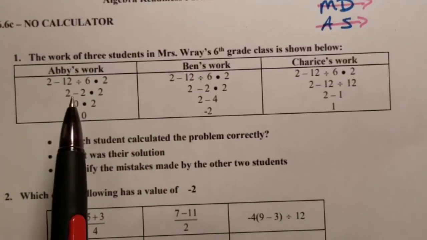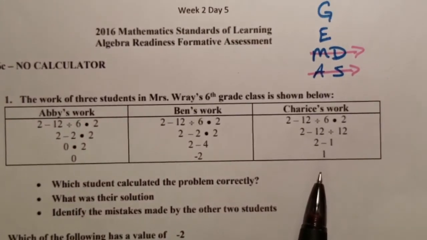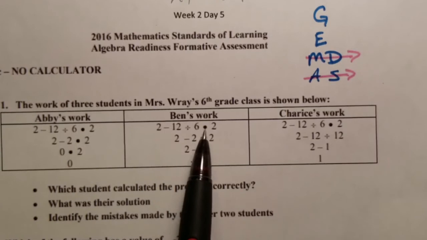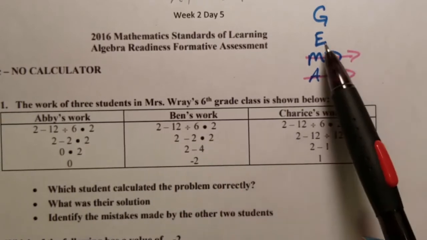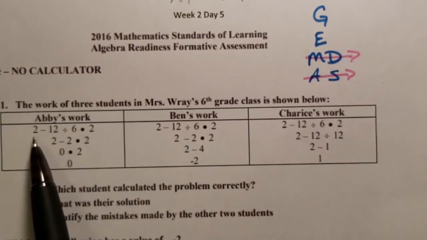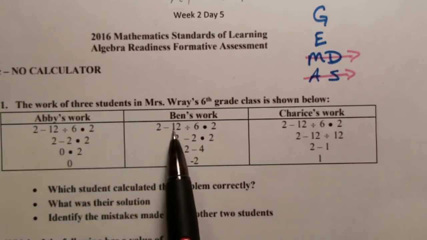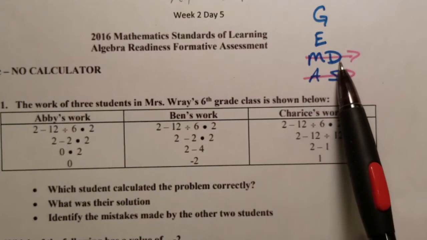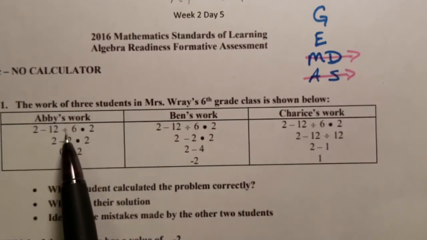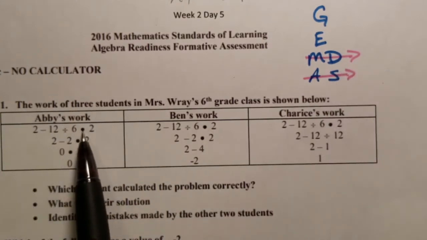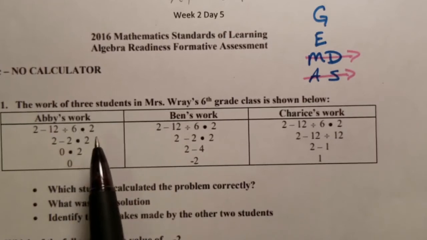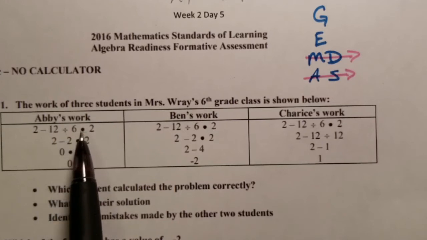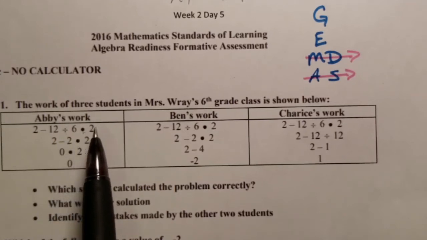So we're going to start here. The first order of operations is the G. So we look and there are no groupings in the first line. So do E is exponents. And there are no exponents in each of the problems. So the next one is multiply and divide. So we have subtraction, division, multiplication. So if we're doing it left to right, then we need to divide before we multiply.